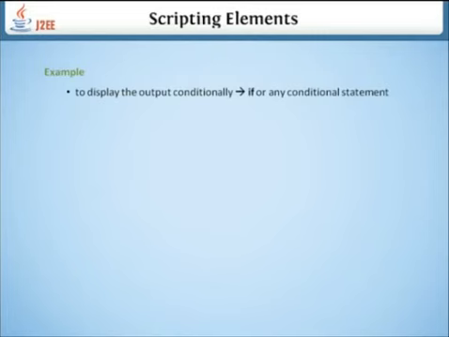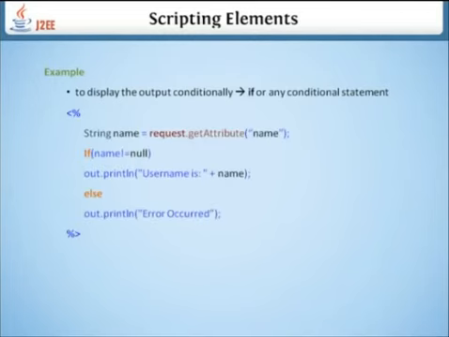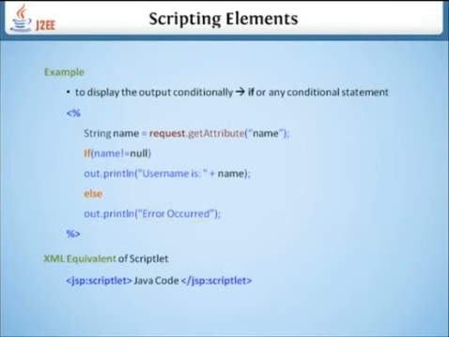Example, to display output conditionally, use a conditional statement. Request.getAttribute of name. If name is not equal to null, it will give the output: username is so and so name. Otherwise, it will show that an error occurred. This is the XML equivalent of scriptlet code. You can use the tags.